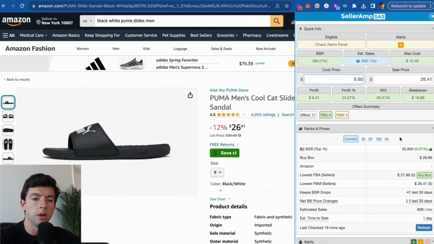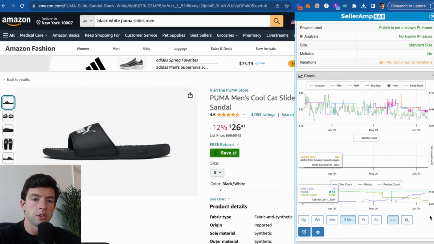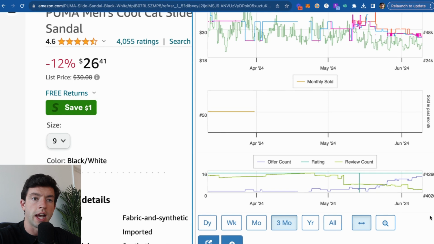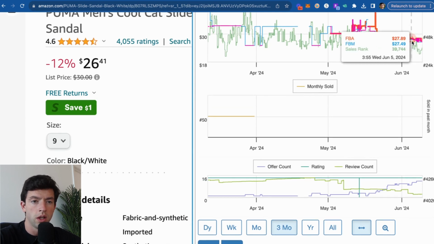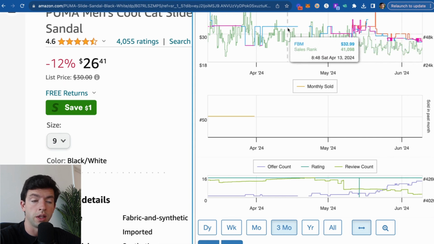And now what we need to do is scroll down here and take a look at the chart and make sure that this listing has been profitable over time. So we can see, taking a look historically, looks like recently the buy box price right there is about 27, is even 28 earlier this week specifically, and has been around 30 in early May and as high as like 33 in April specifically. So we know that this product's actually been profitable over time.